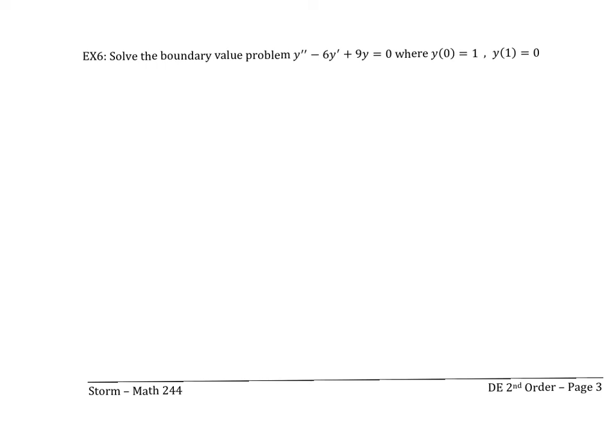We're going to look at our differential equation and then our auxiliary equation, which is r squared minus 6r plus 9 equal to 0. And now this factors as (r minus 3) times (r minus 3), or (r minus 3) squared. So we just have one solution, which is 3. One real solution gives us y of x equal to c sub 1 e to the 3x plus c sub 2 x e to the 3x.